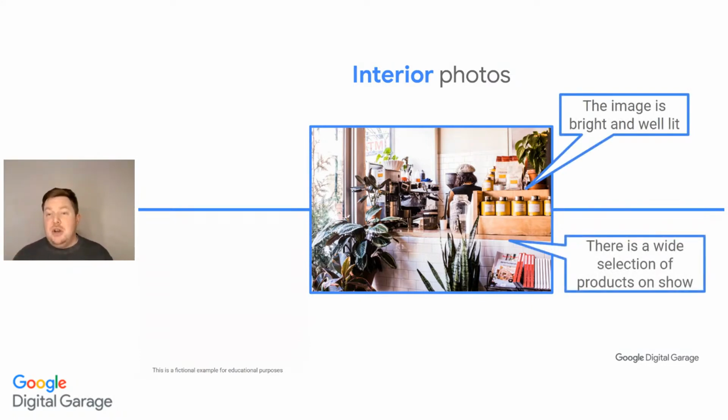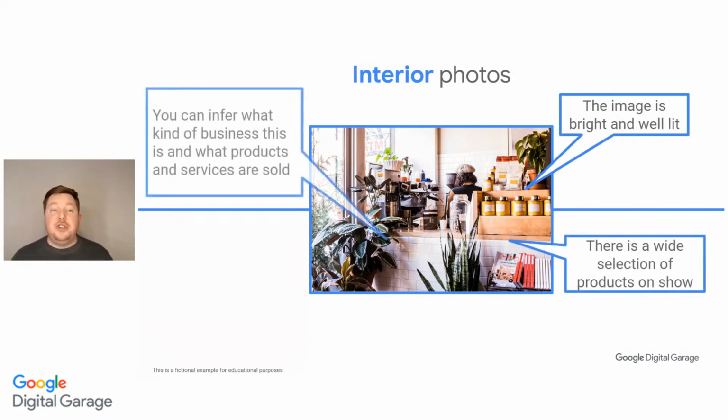Big, bright images, a wide selection of products that you can choose. You can infer what kind of business it is from the products or services sold. It's busy. It's clean. It's got nice lighting. It's got nice plants. It's modern. What more do you need in a coffee shop?